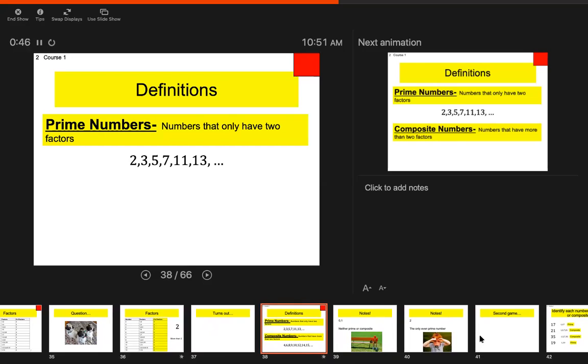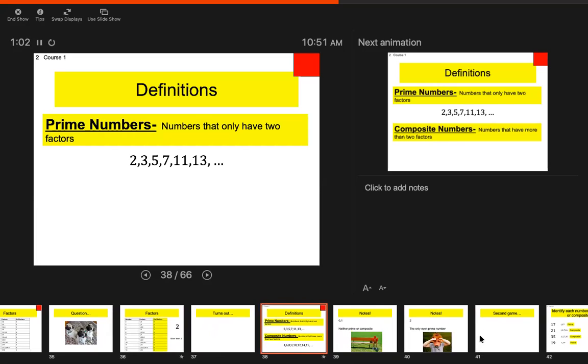The only thing that goes into 13 is 1 and 13. The only thing that goes into 11 is 1 and 11. The only thing that goes into 2 is 1 and 2. Notice on this list, we only have one even number, 2. 2 is the only even prime number.